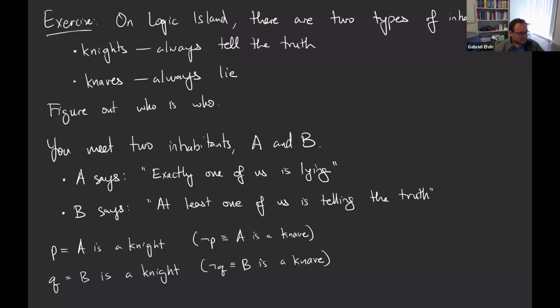So if we set up a truth table with P and Q, we'll get all possible scenarios, right? There are four possibilities here. Either they're both knights, or A is a knight and B is a knave, or vice versa, or they're both knaves. That's all four. So we can go through those in a truth table. P, Q, just like before. They're both telling the truth, or just P is telling the truth, or just Q is, or they're both knaves.